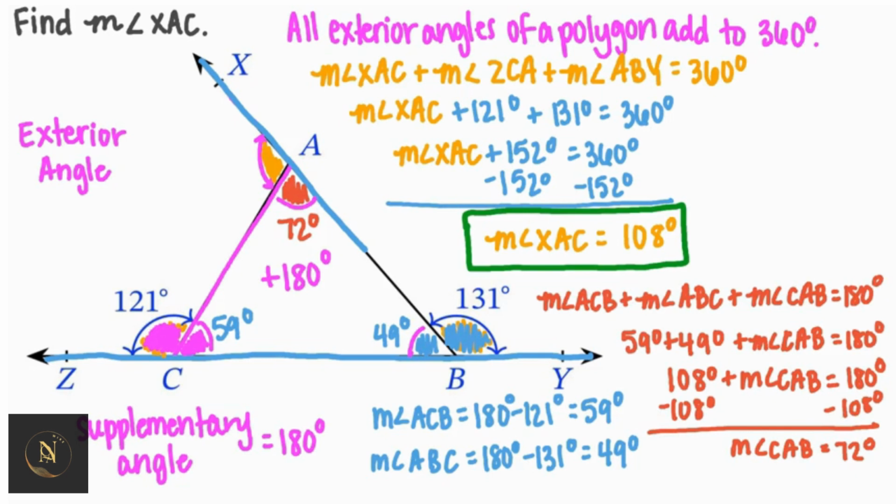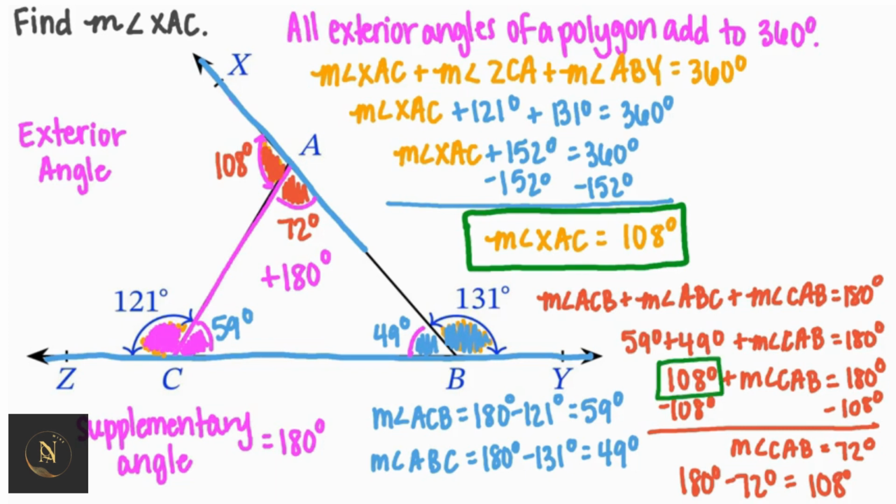equal to 72 degrees. Now this is useful because that angle and the angle that we want, the measure of angle XAC, those should add to 180 because they are supplementary. So 180 degrees minus 72 degrees gives us 108 degrees, just like we found before. So that's the second way.